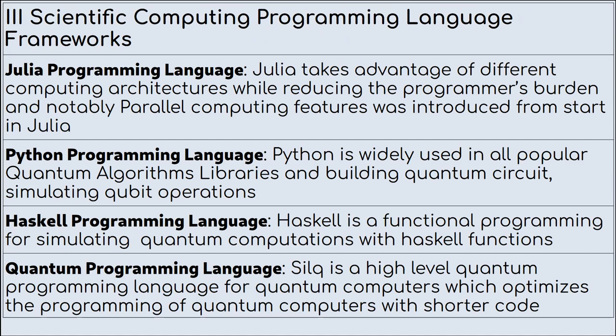In scientific computing programming language frameworks, we have the following four submodules. The first one is the Julia programming language. Julia takes advantage of different computing architectures while reducing the programmer's burden. And notably, parallel computing features are available from the start in Julia when compared to other programming languages.